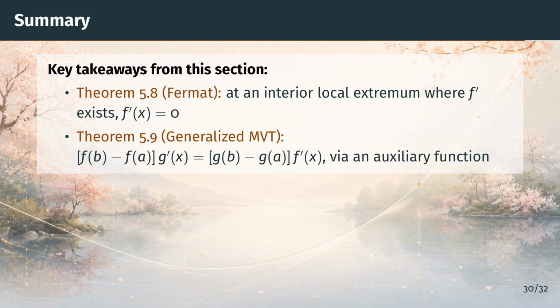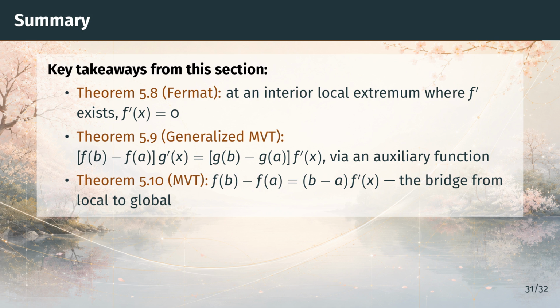Second, the generalized mean value theorem. For two functions continuous on the closed interval and differentiable inside, the increments and derivatives balance at some interior point. The proof technique deserves its own mention. Build an auxiliary function with equal endpoint values, then apply the extreme value theorem and Fermat's theorem. Auxiliary functions of this kind reappear throughout analysis.